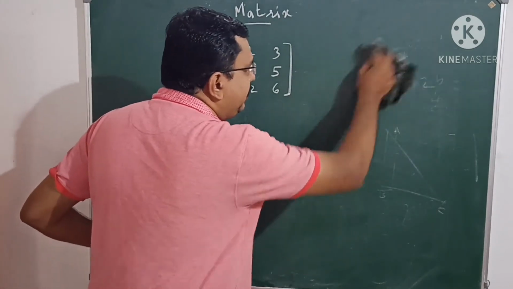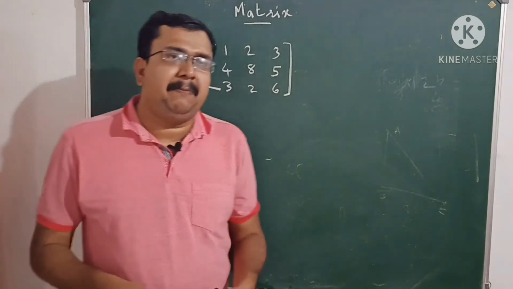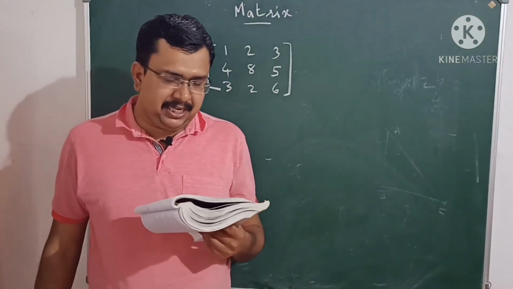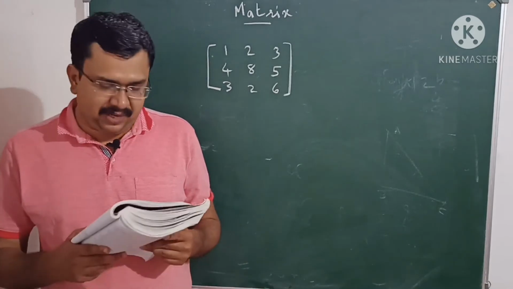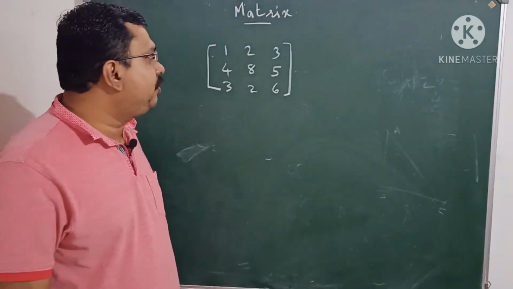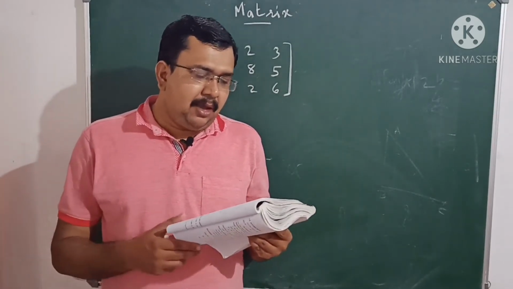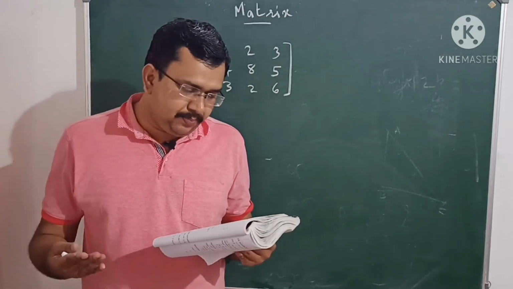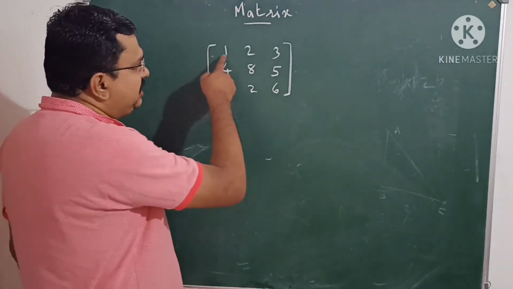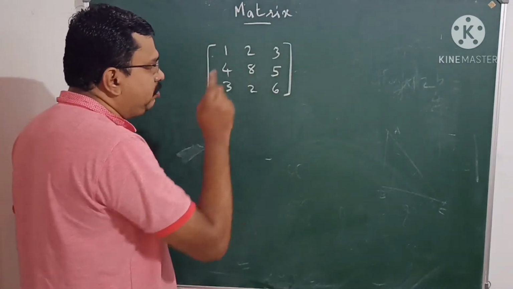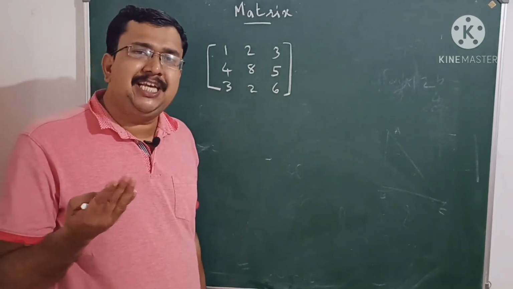What is our second operation? Our second operation is multiplication of the elements in a row or column by a non-zero scalar. What is multiplication of a row or column by a non-zero scalar? Multiplication of the elements of a row or column by a non-zero scalar. For example, here A is our matrix 1, 2, 3, 4, 8, 5, 3, 2, 6. Now we can multiply with a non-zero scalar.